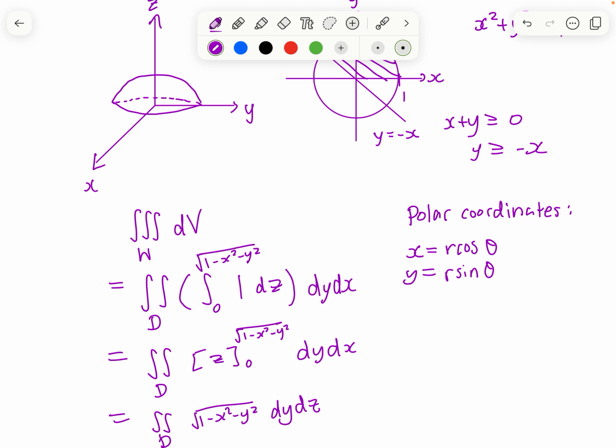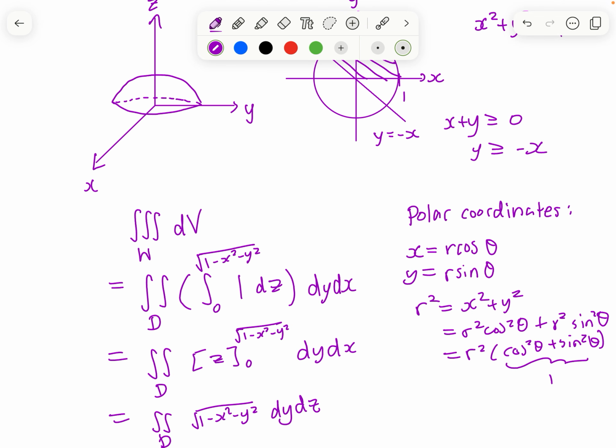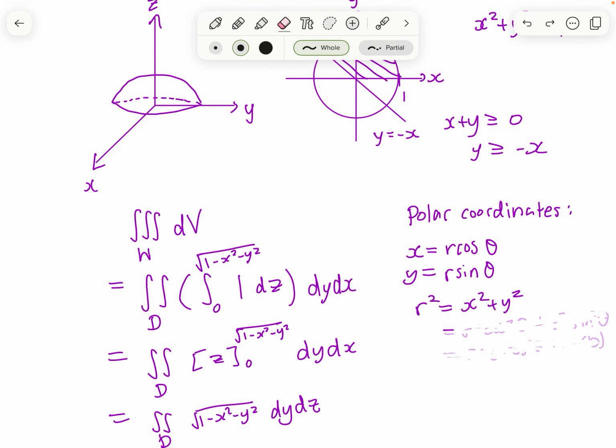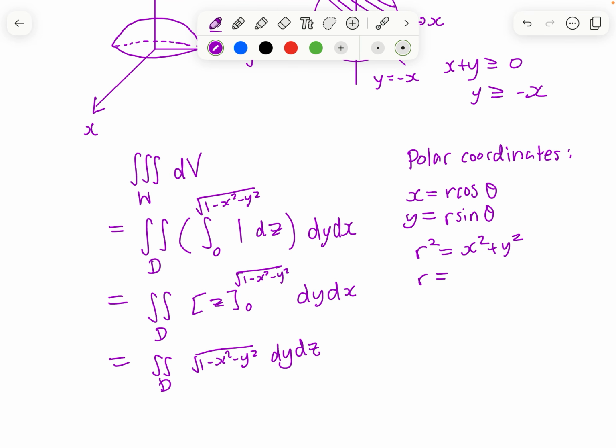And if you want to know what r squared is, that is essentially x squared plus y squared, right? Because r squared cosine squared theta plus r squared sine squared theta. If we simplify that, we have r squared times cosine squared theta plus sine squared theta, and this is just equal to 1. So that's a direct proof of r squared equals x squared plus y squared. And so given r squared, we can also know what r is, which is just the square root of x squared plus y squared.